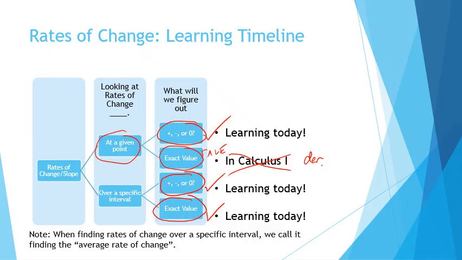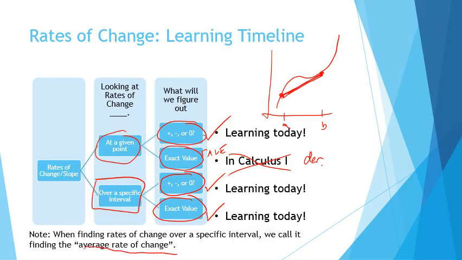Now, one other thing I really want to mention is when we find the rate of change over a specific interval, let's say from point A to point B of this function here, and you want to find the rate of change or slope of that line, we call this finding the average rate of change. Not much changes besides we just add in that word average. It really doesn't change anything with the definition. So when you see the word average, don't get thrown off, don't get confused. It's just talking about over a specific interval versus at a given point.